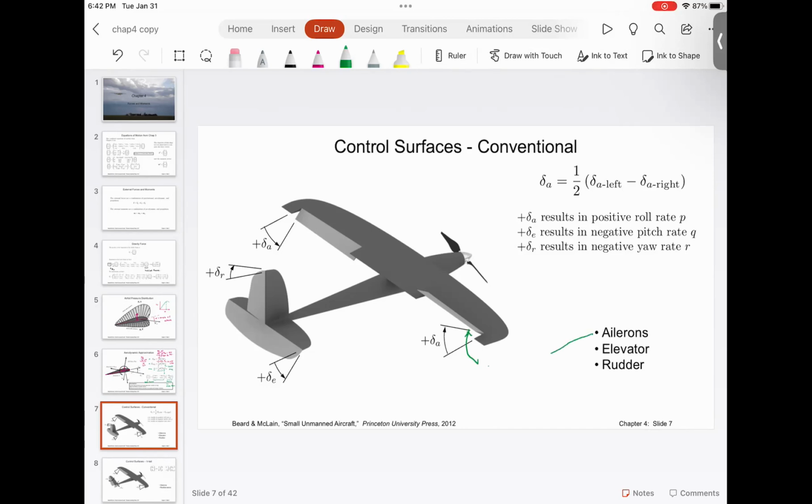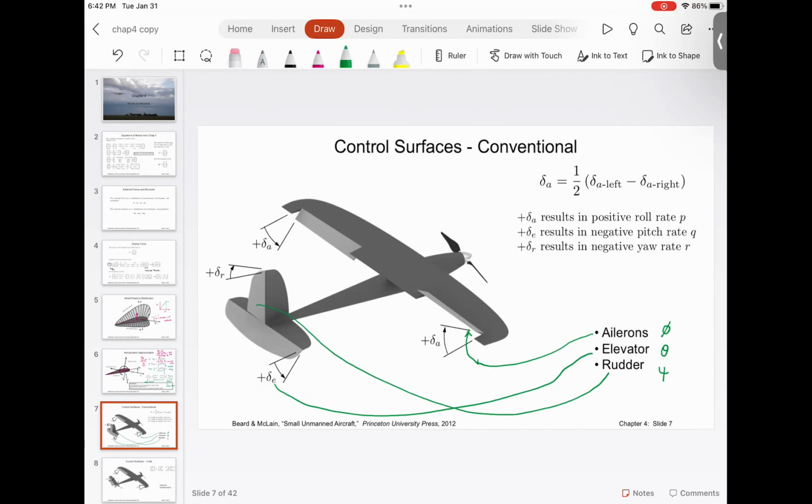So this is called the aileron. This can change the roll. This is the elevator. This can change the pitch. And this is the rudder that will change the yaw.